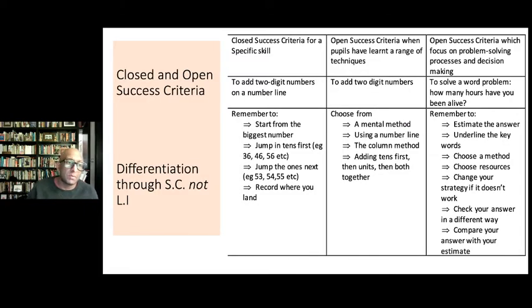So here we have an example from Shirley Clark about closed and open success criteria. Closed is you are told exactly what to do. Open is you have choice. So you have choice of different methodologies. And then you have open success criteria, which focuses on problem-solving process and decision-making. So you see, again, we get a kind of scaffolding and a fading of that scaffolding, where all students are essentially aimed at doing the same thing, but it's the success criteria that are differentiated, not the learning intention.